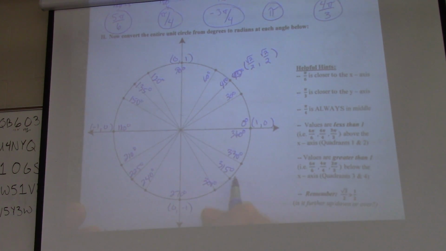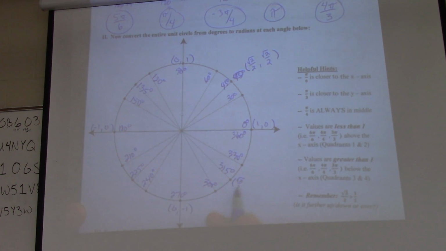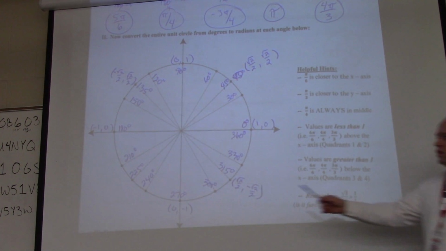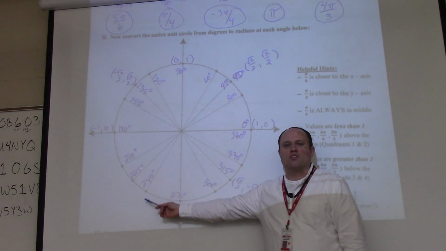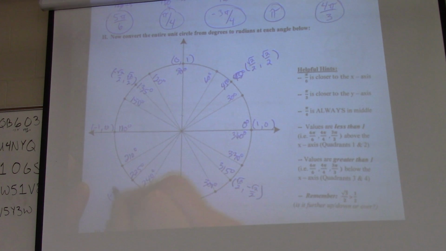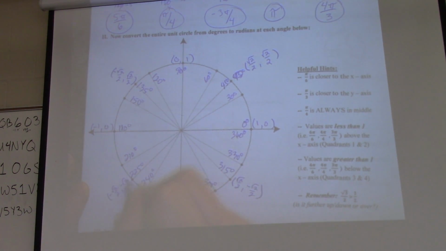So this point right here is square root of 2 over 2 positive because it went right, and then negative square root of 2 over 2 because I went down. Does that make sense? It's the same thing at all the 45s. So let's go to the middle one here. This is negative square root of 2 over 2, positive square root of 2 over 2 because I went up. And then in the third quadrant, all points are what? Negative, negative, right? So at that 45, the middle one, it's negative square root of 2 over 2, negative square root of 2 over 2.